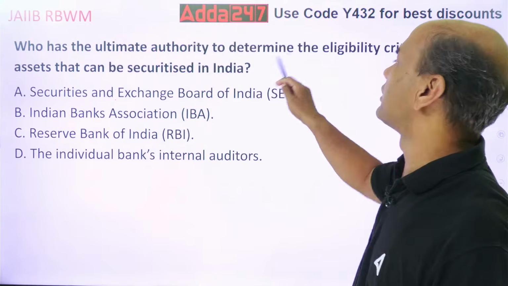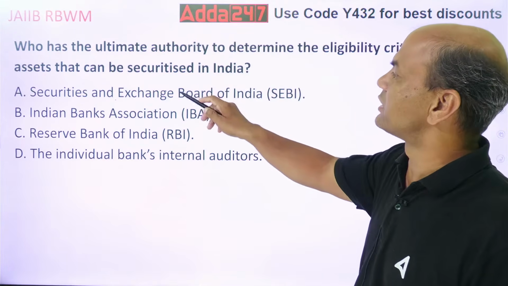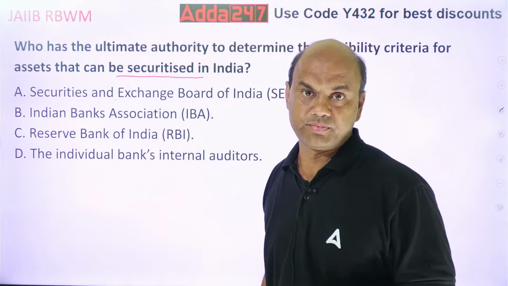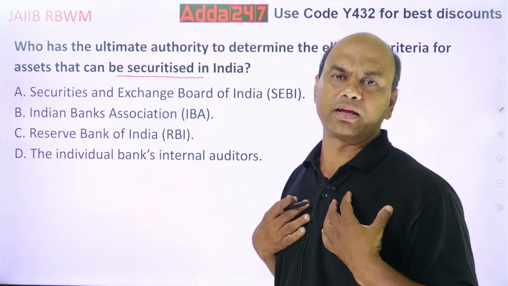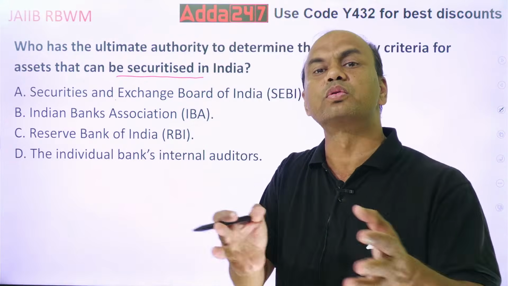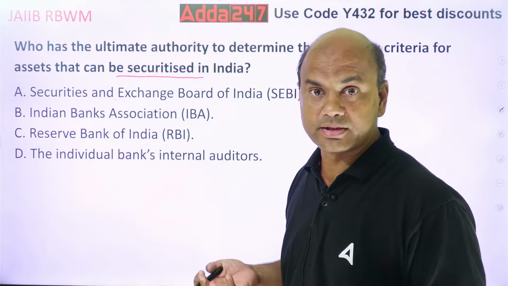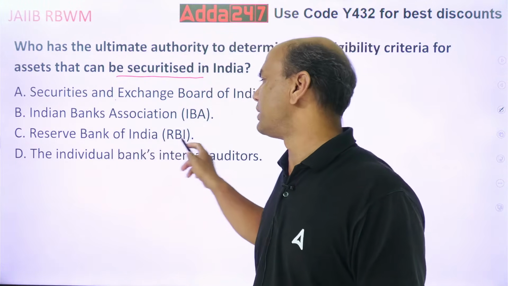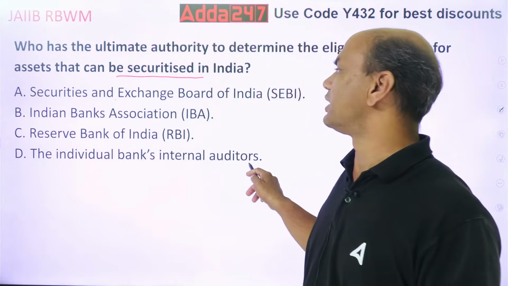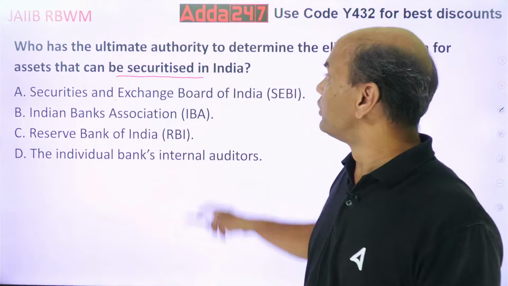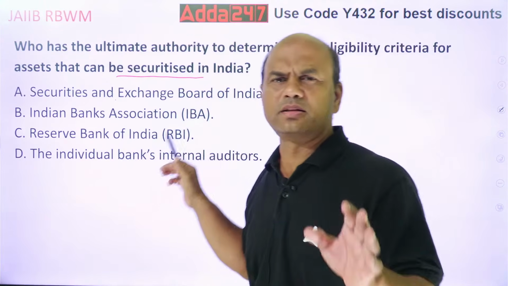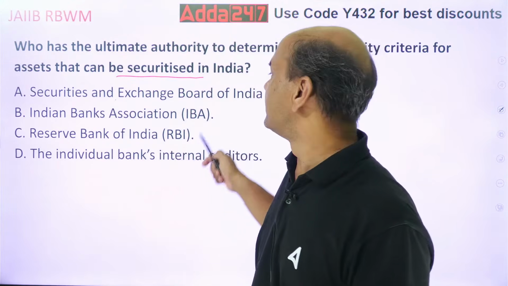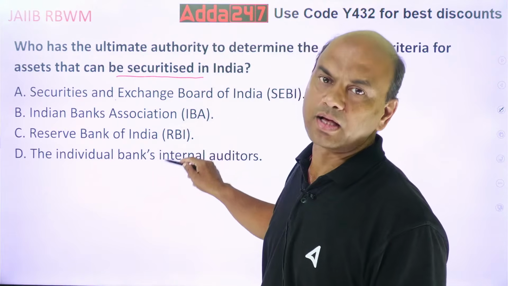Who has the ultimate authority to determine the eligibility criteria for asset that can be securitized in India? So, see, if I am the bank, these loans are to be sold to the securitization. So, who will decide this? SEBI, Indian Banking Association, RBI, or individual banks' internal auditors. Who is the ultimate authority to tell that these loans I have to sell to securitization? Is it SEBI, is it IBA, is it RBI, or is it auditor?